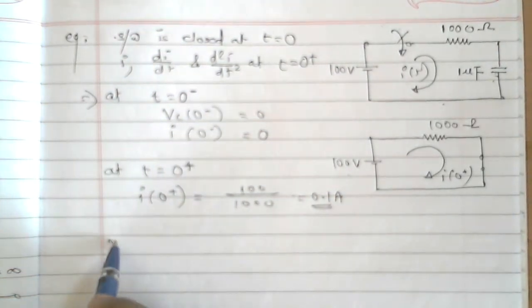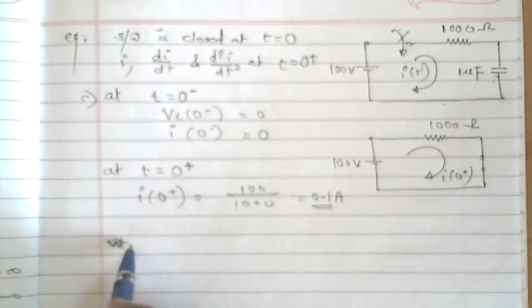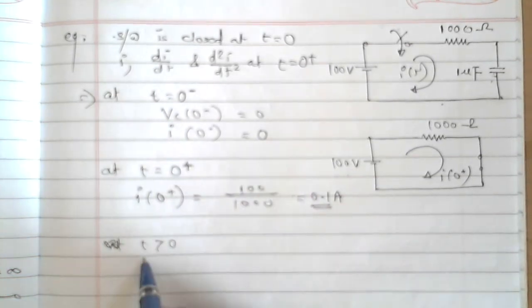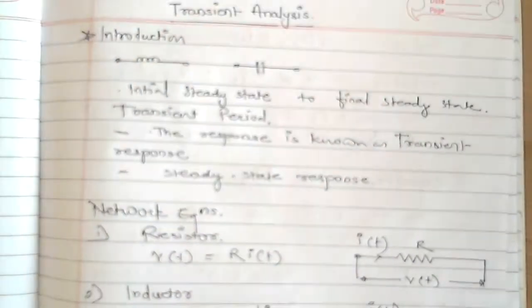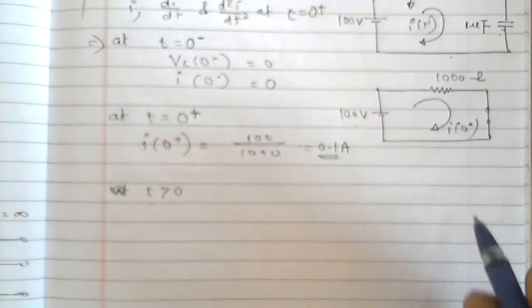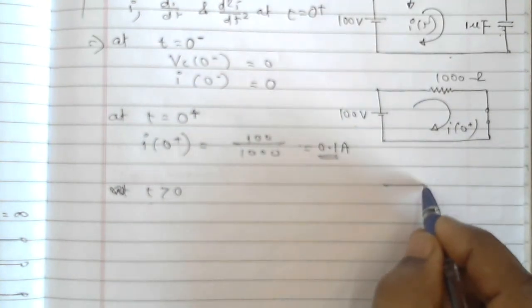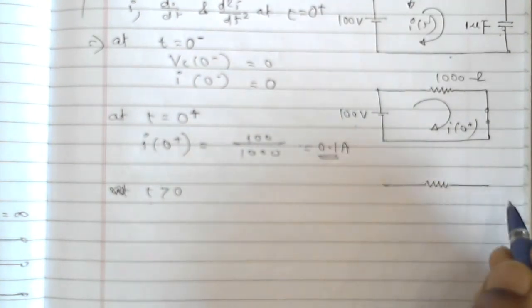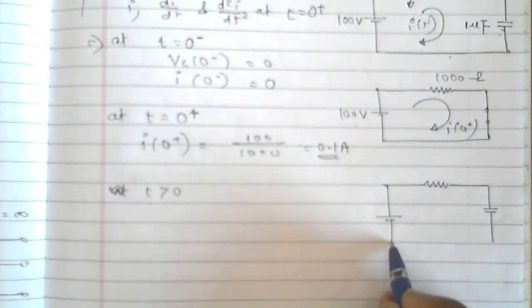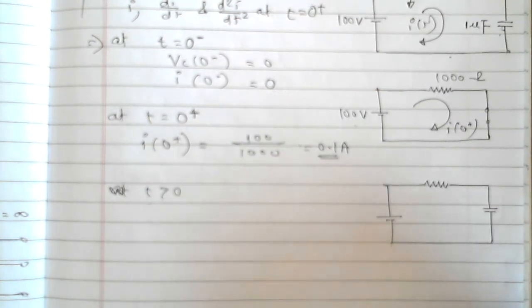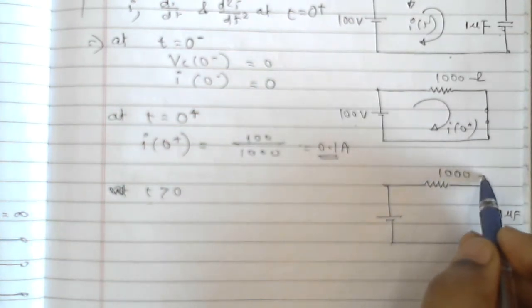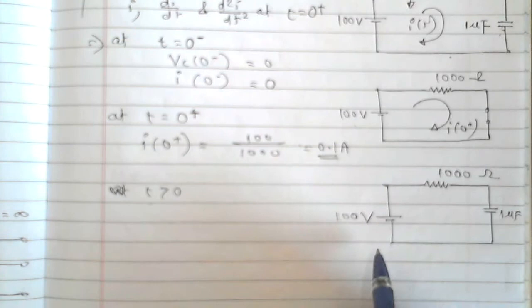Now let's draw the circuit for t greater than 0. I have not told you this condition; when I said three conditions, this is one more condition, t greater than 0. In that condition your capacitor will now start to act as a capacitor only. After steady state it may act as an open circuit or a voltage source in series with the capacitor. So now it is a 1 microfarad capacitor, this is a 1000 ohm resistor, and this is a 100 volt voltage source.